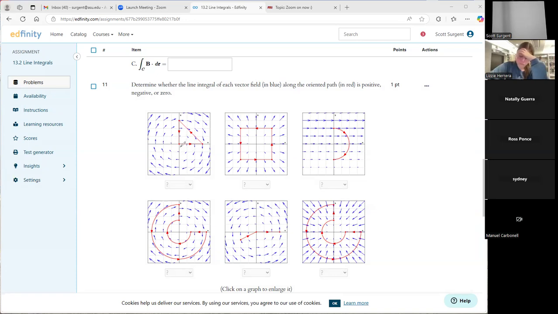On the first one, as I go this way, it looks like the vector field arrows are all orthogonal. So this one's probably zero. If I go this way, it's the same thing. They're all orthogonal, so I bet you this one's zero. However, if I go this way, I'm going against the arrows, aren't I? So this one's going to be negative. And I think the next case over here is going to be a negative. Does that make sense?